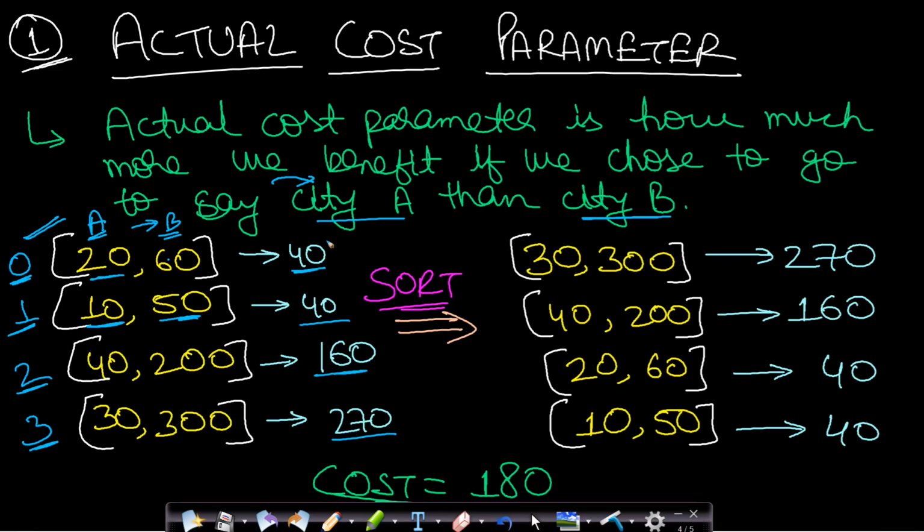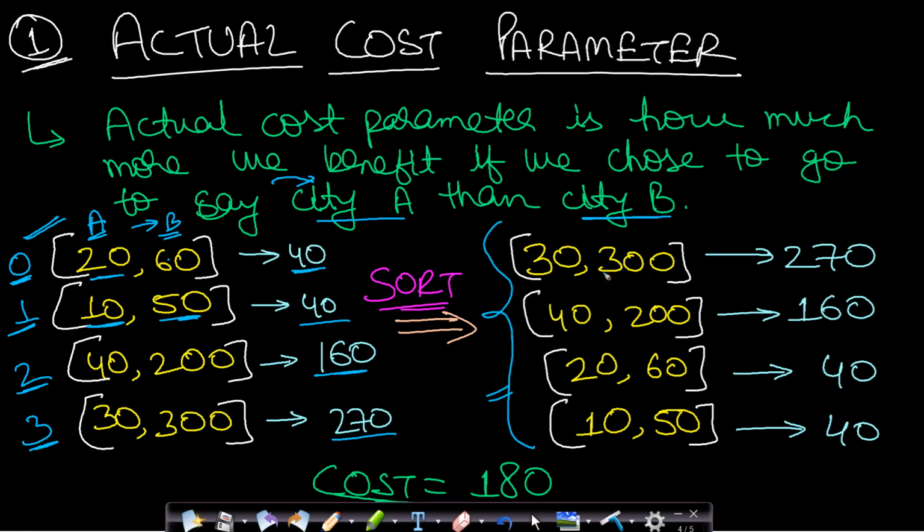Okay, so this is the actual parameter. Actually we want to make maximum profit, we want to save money. So this is the parameter which we want to maximize. Actually we want to maximize our profit. So if we sort this cost array based on this profit margin rather than based on the first value or the second value, then your cost matrix will look something like this.